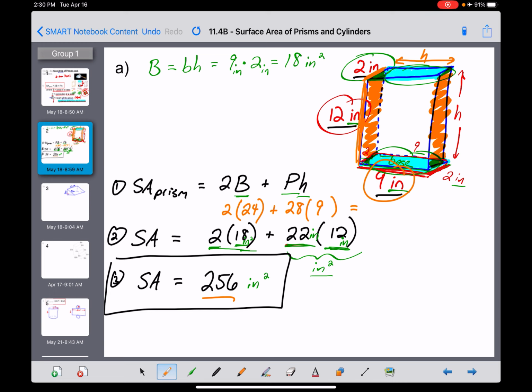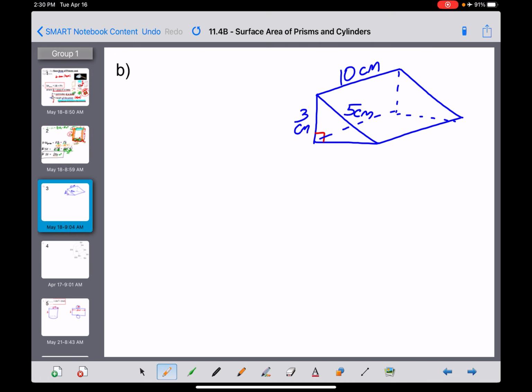Let's see. Where did I lose it there? 24 for area of the base. Perimeter, 12 and 2, 14, 28. Height was 9. Oh, something doesn't seem right there. Maybe my first answer was wrong. Let me take a look at that one again. 9 times 2 was 18. 11, 22, height was 12. Well, I'll come back and look at that one in a second then, guys. Sorry about that. All right, let's move on to this next one right over here.